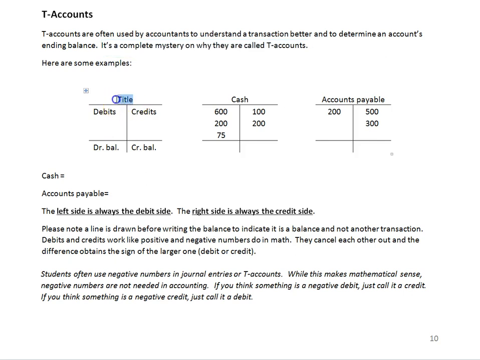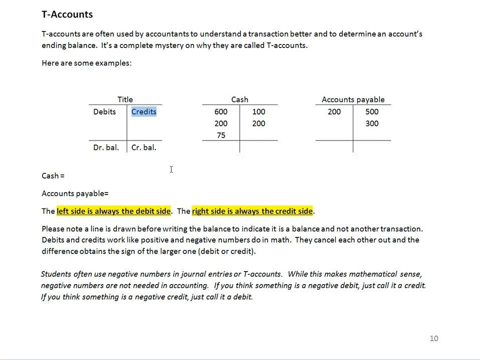Alright, the T account has a title at the top. In this case, where I'm going to show you an example in a bit, cash and accounts payable. The left side is always the debit side. Left side is always the debit side in the T account. The right side is always the credit side. And by definition, that's all debit and credit means. You can't define debit and credit as meaning any more than left side and right side. Debit means it's on the left side. Credit means it's on the right side. They have no further definition besides that.